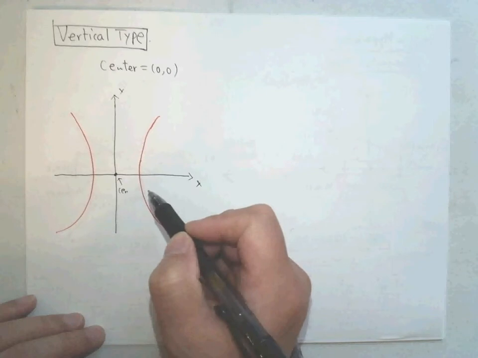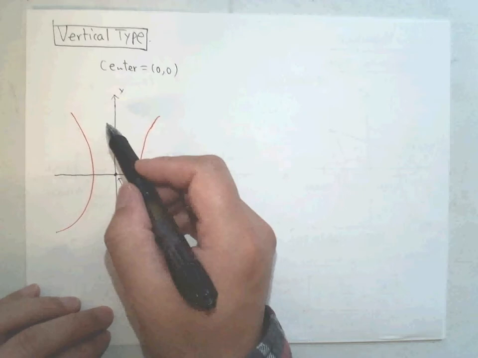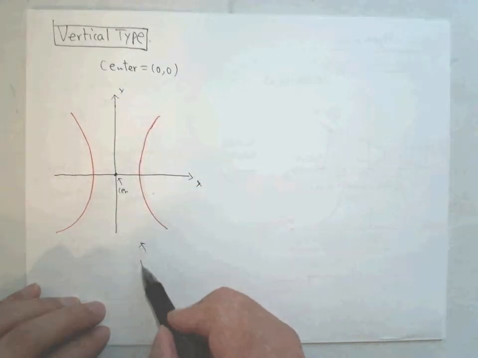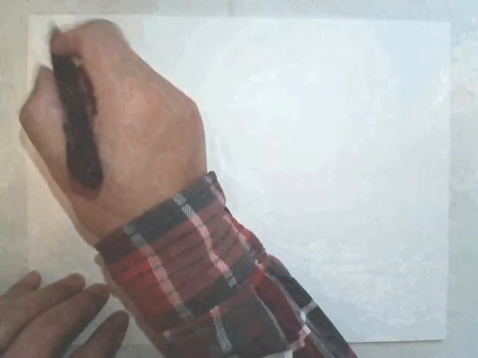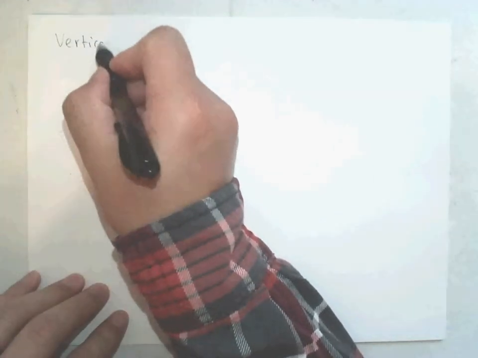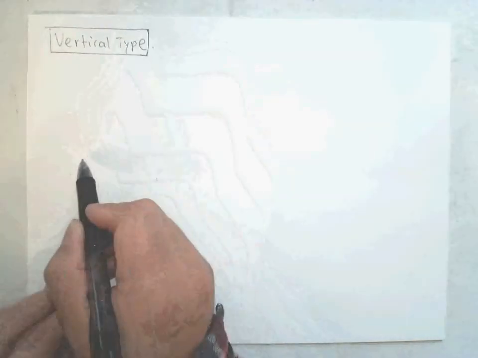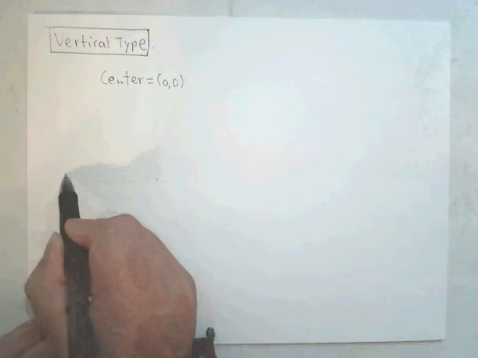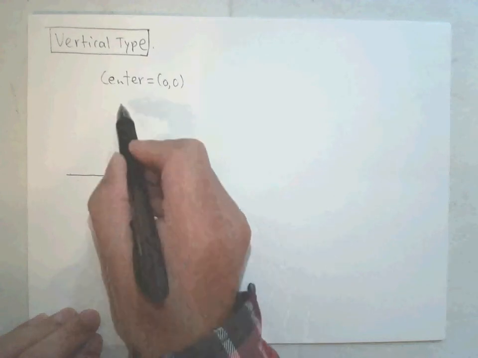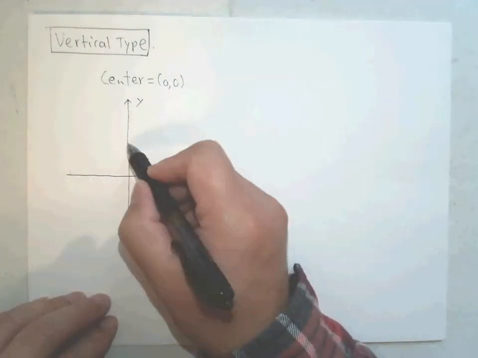Sorry, the vertical is a different type. I have to change this and give you another paper to get a vertical type. The first thing I give you is the center at (0, 0), the easy way, and I draw this as the x-axis and this as the y-axis.